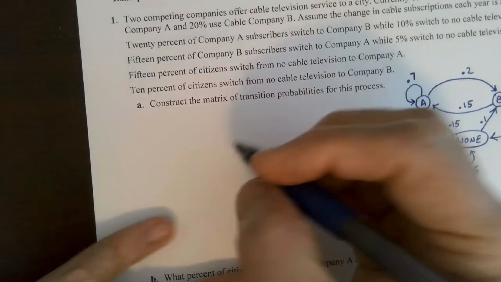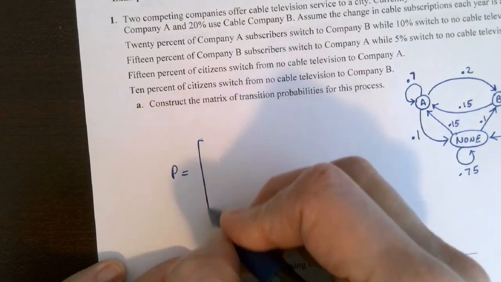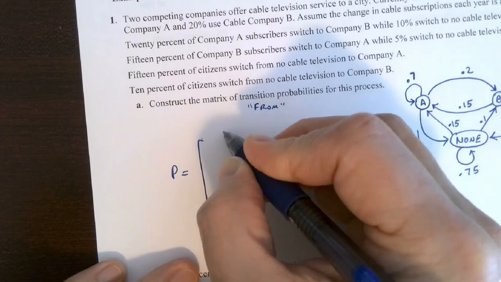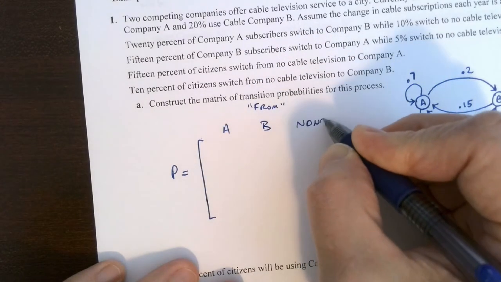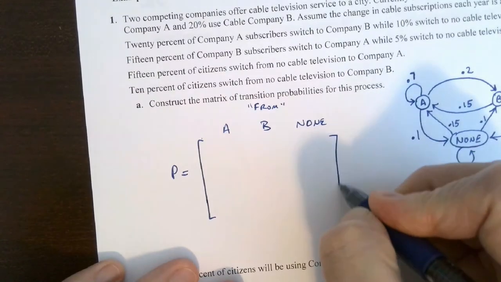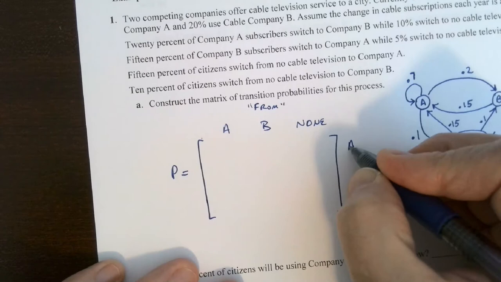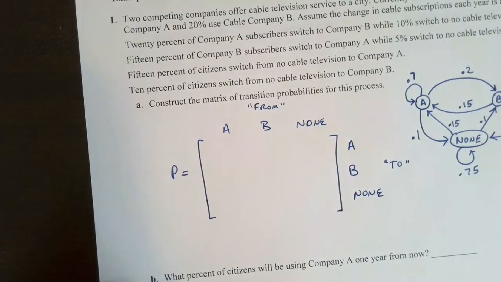So my matrix will be, and here's my from: company A, company B, or no cable. And then our to states here, if you will, in the same order. They have to be in the same order. It will not work without the same order. Okay. So what do we have?